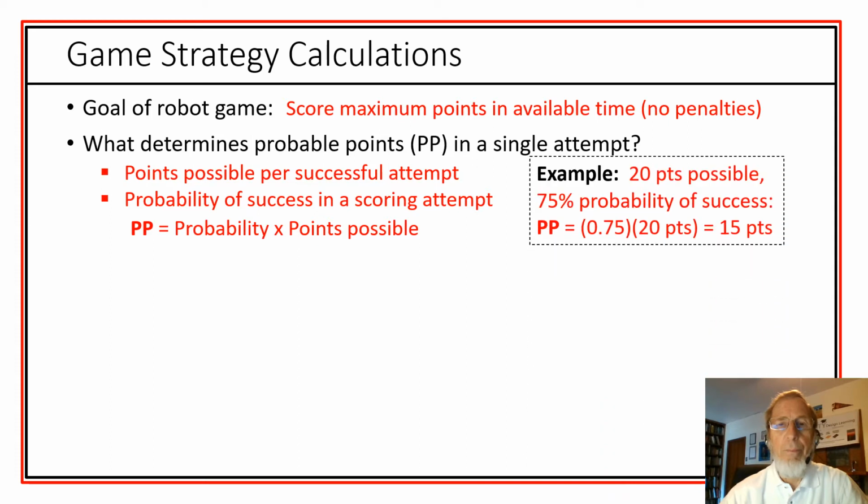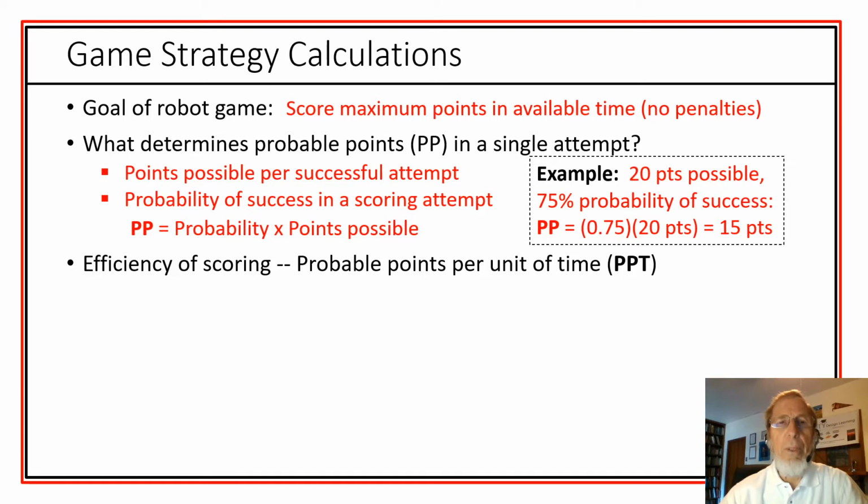We calculate or estimate the probable points simply by multiplying the probability of success times the points possible. Example would be, if we're attempting a 20-point score and we have a reputation or an expectation of 75% of the time being successful, then the probable points for this particular way of scoring is 75% multiplied by the 20 points, which means 15 points is the probable points, the average number of points we would expect by this type of scoring attempt over some period of time.